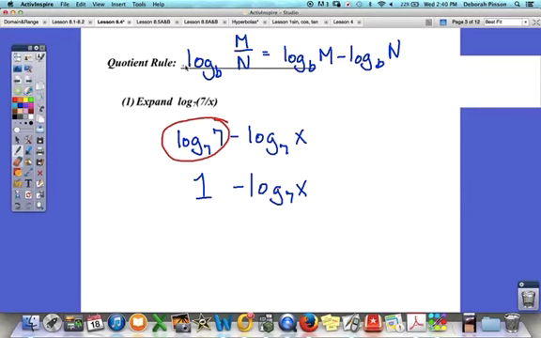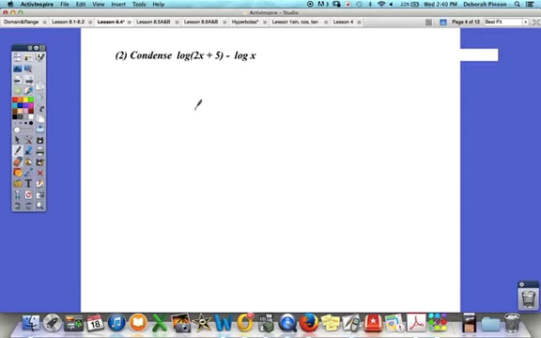Alright, so that is quotient rule. Let's go the other direction. We expanded. Let's condense. So you'll notice these are separated with subtraction. So I'm going to combine them with division. Now I didn't write a base here because it doesn't have one on either of these, which means it's understood to be base 10. Now I can't simplify that, so I'm done. I could combine it into 1 logarithm, but I couldn't really do anything from there. Alright, so that's the quotient rule.